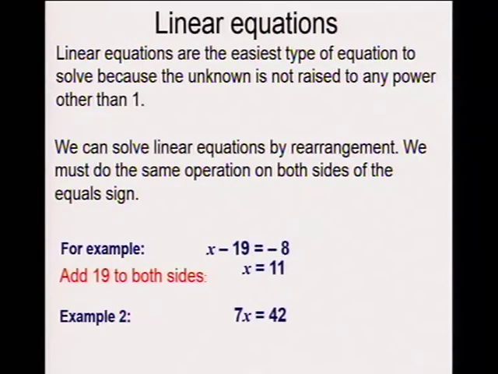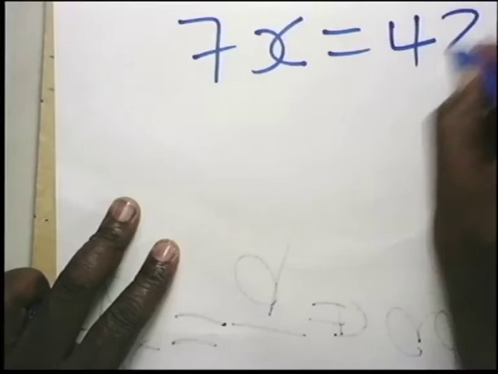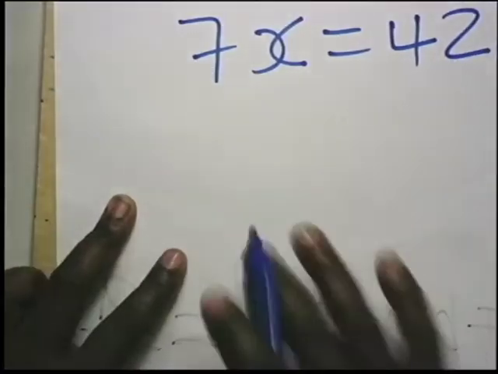Okay, let's look at example 2. 7x is equal to 42. How do we go about it? Let me write it there. 7x is equal to 42. Oh, we want to remain with an x.